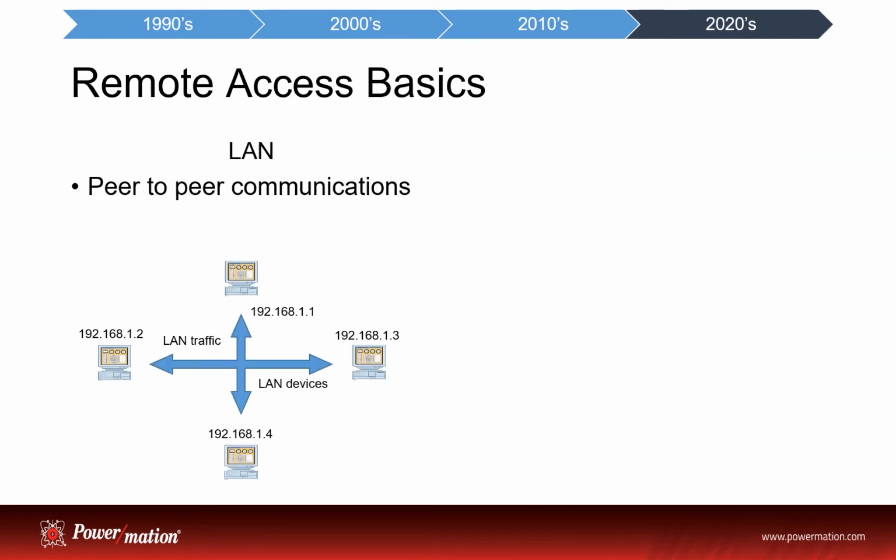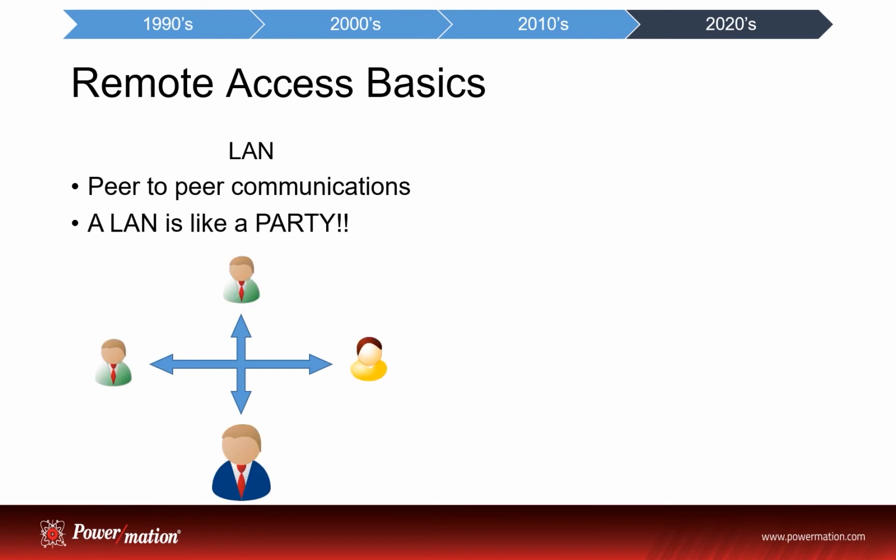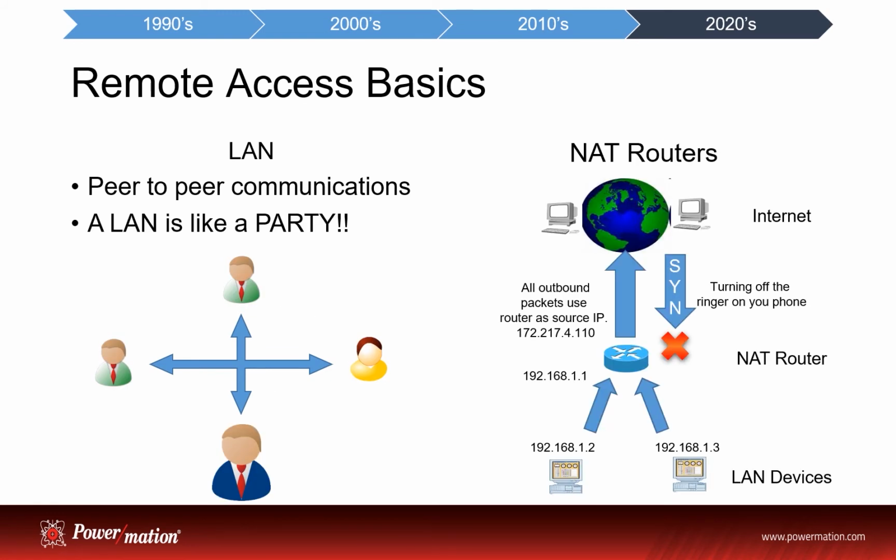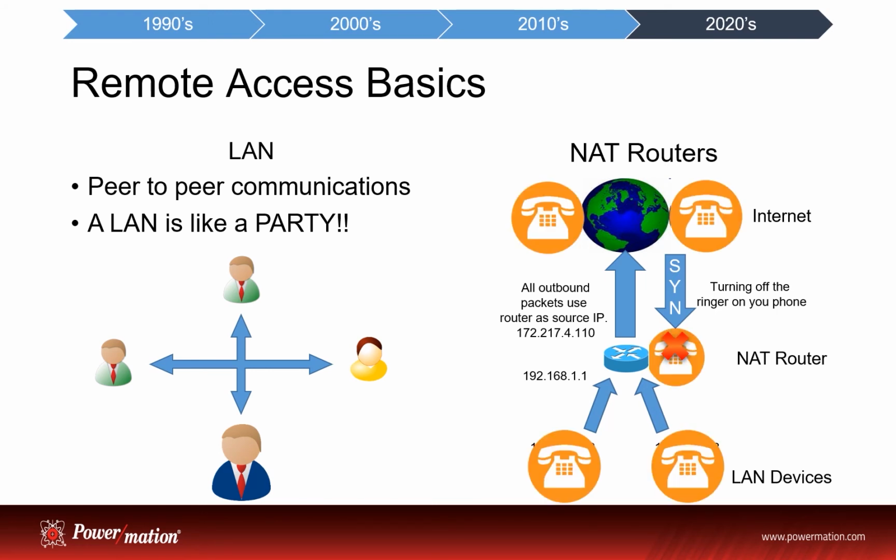Let's talk about remote access and those jump servers. A local area network, by definition, is a peer-to-peer network where each device can talk to each other device. It's like a party. Routers are used to segment one network from another. The router will allow outbound communications and deny unsolicited inbound communications. It's like turning the ringer off on your telephone. You can dial out, but you can't dial in.